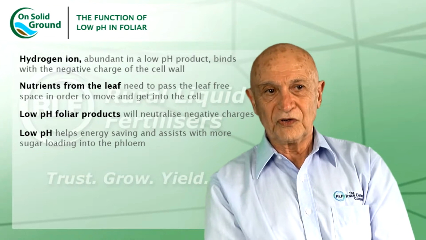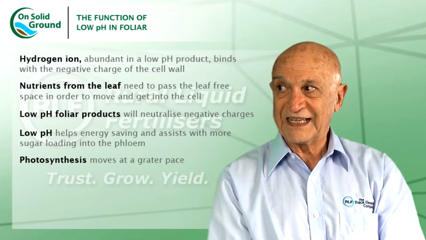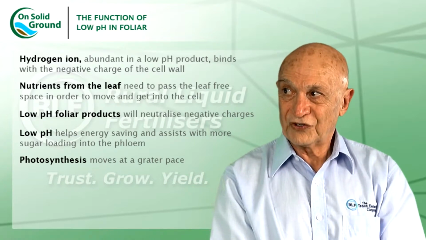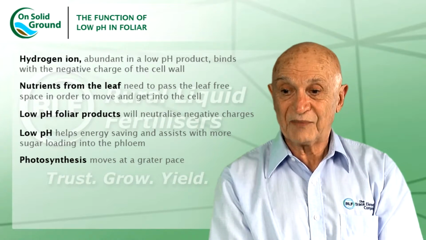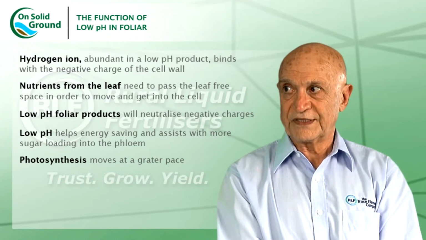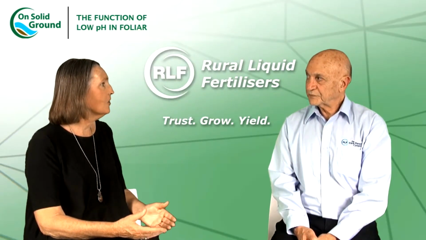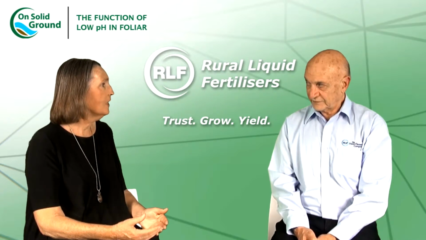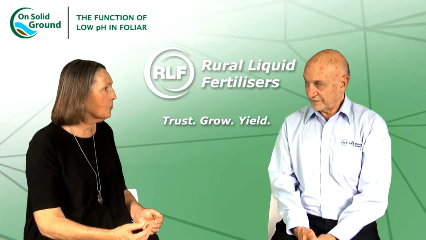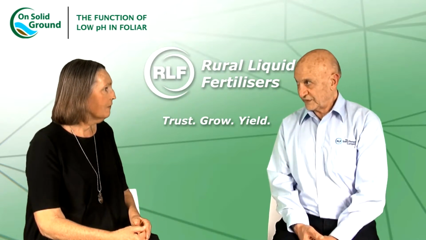And of course, if I load more sugar into the phloem, then photosynthesis goes at a greater pace, and more nutrients, or more carbohydrates if you like, get into the other organs, including the root system. So any product based around the technology of low pH is really a superior crop nutrition product for the plant. For the foliar space, for the foliar aspects.